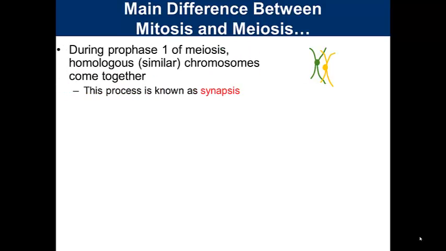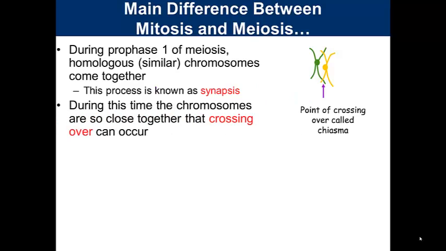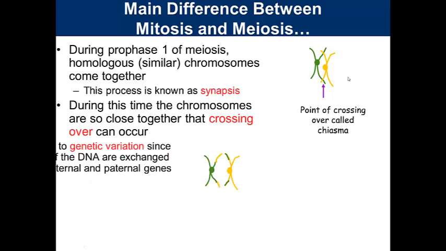During prophase 1 of meiosis, homologous or similar chromosomes come together through a process known as synapsis. During this time, the chromosomes are so close together that a process called crossing over can occur. It occurs when these chromosomes are touching. That point of crossing over is called a chiasma, from the ancient Greek chimera, or combination of two different things.